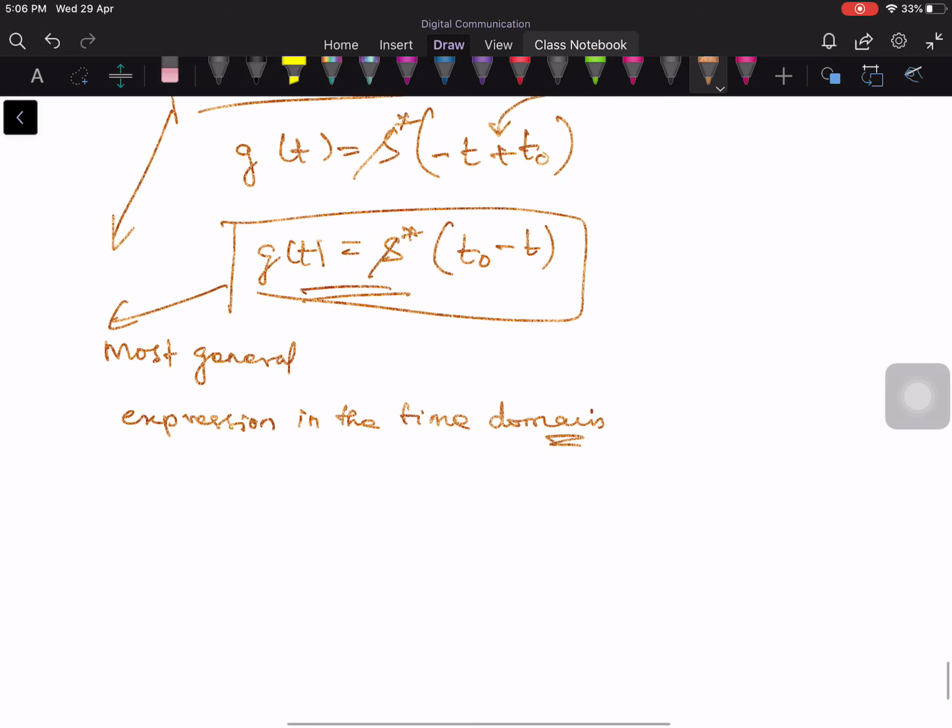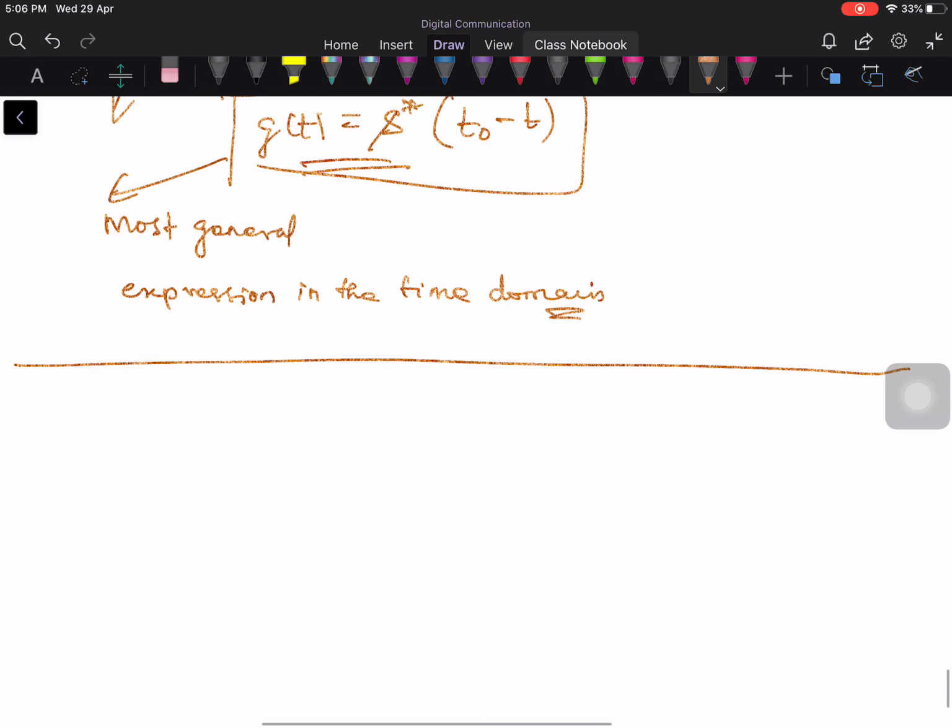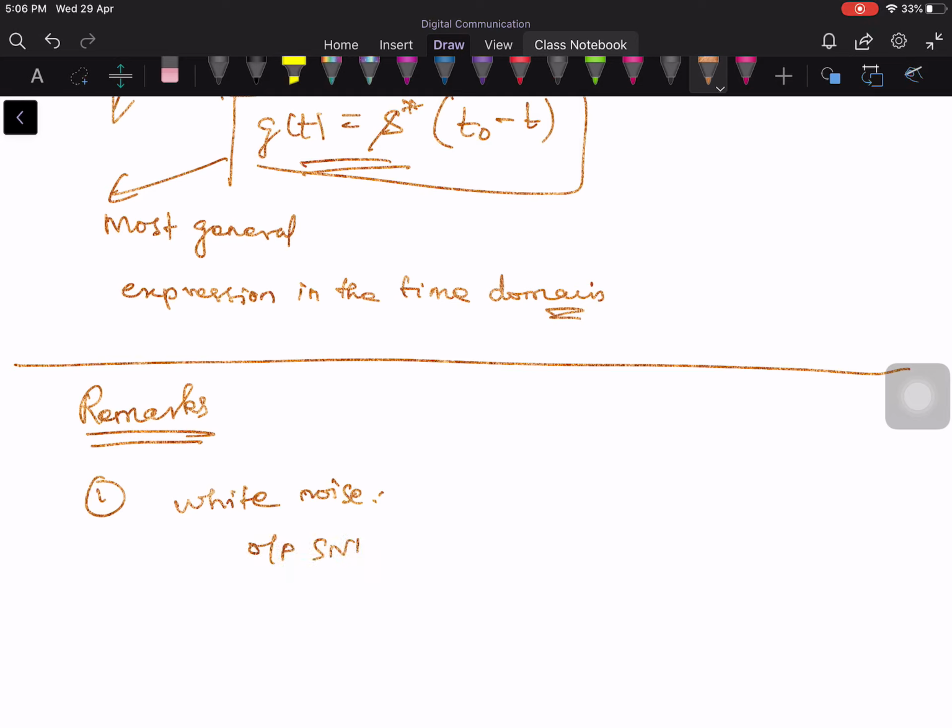Okay. Now let me finish this lecture with some remarks. The first remark is, if you remember, for the case of white noise, output SNR depends only on the pulse energy. Just a recall, it depends only on the pulse energy, how much energy it contains.